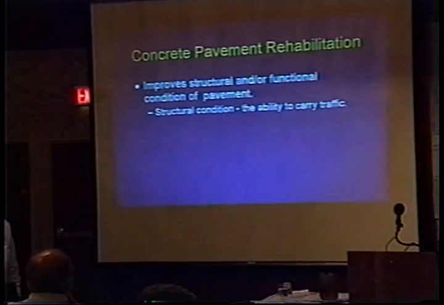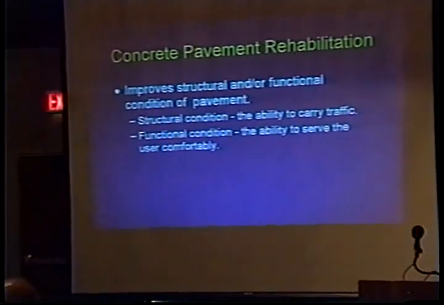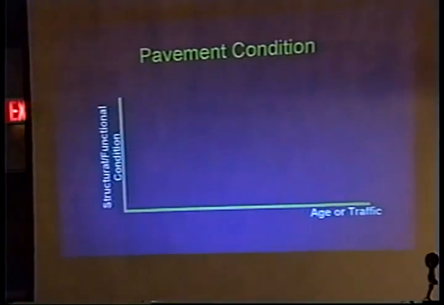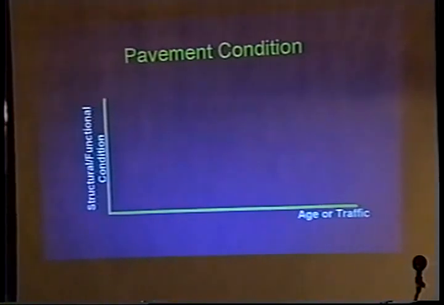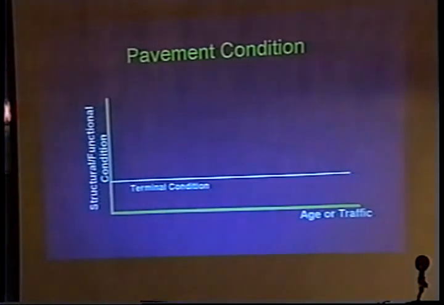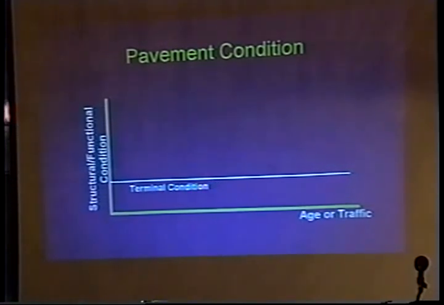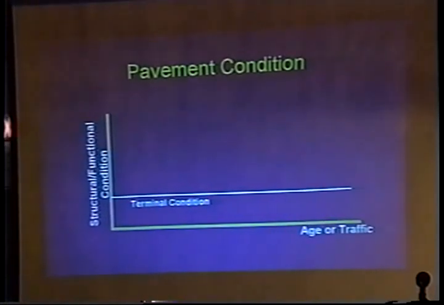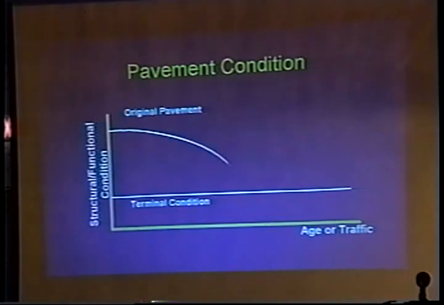Structural condition, of course, is the ability to handle the traffic. Functional is the ability to accommodate the user comfortably. Pavement condition over years, you usually have a terminal condition assigned to this, some sort of a present serviceability index measure, and that terminal condition is defined by the owner. The original pavement usually follows something in this type of a pattern. It functions up here in the early ages of life at a high condition, and then drops off in a manner something like that.